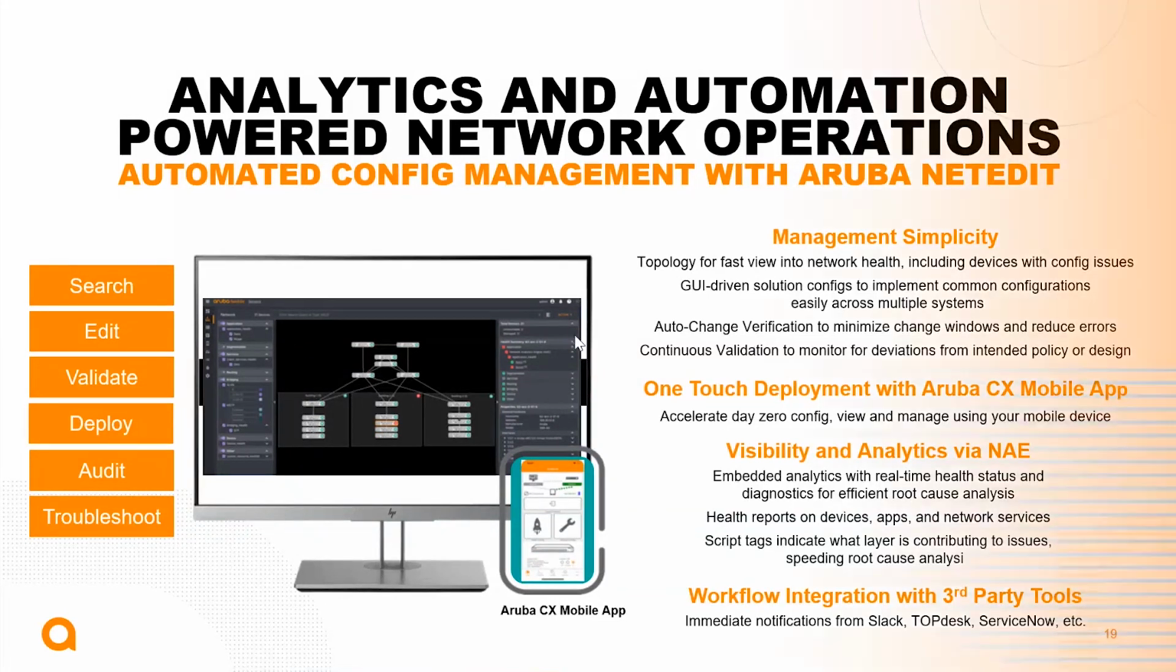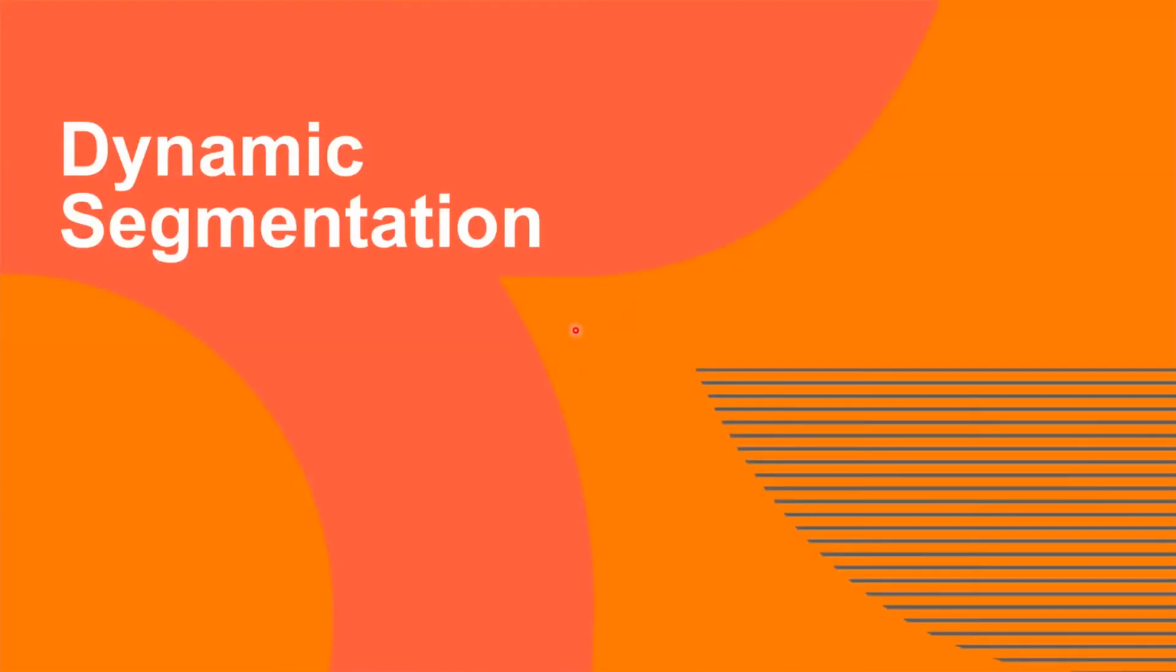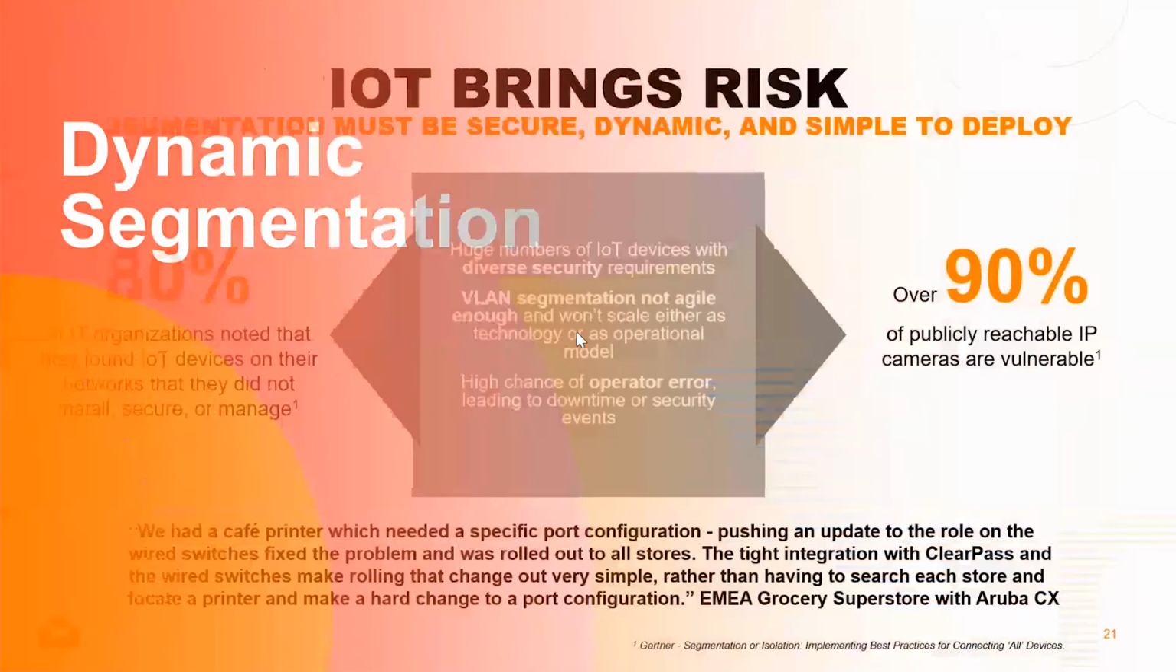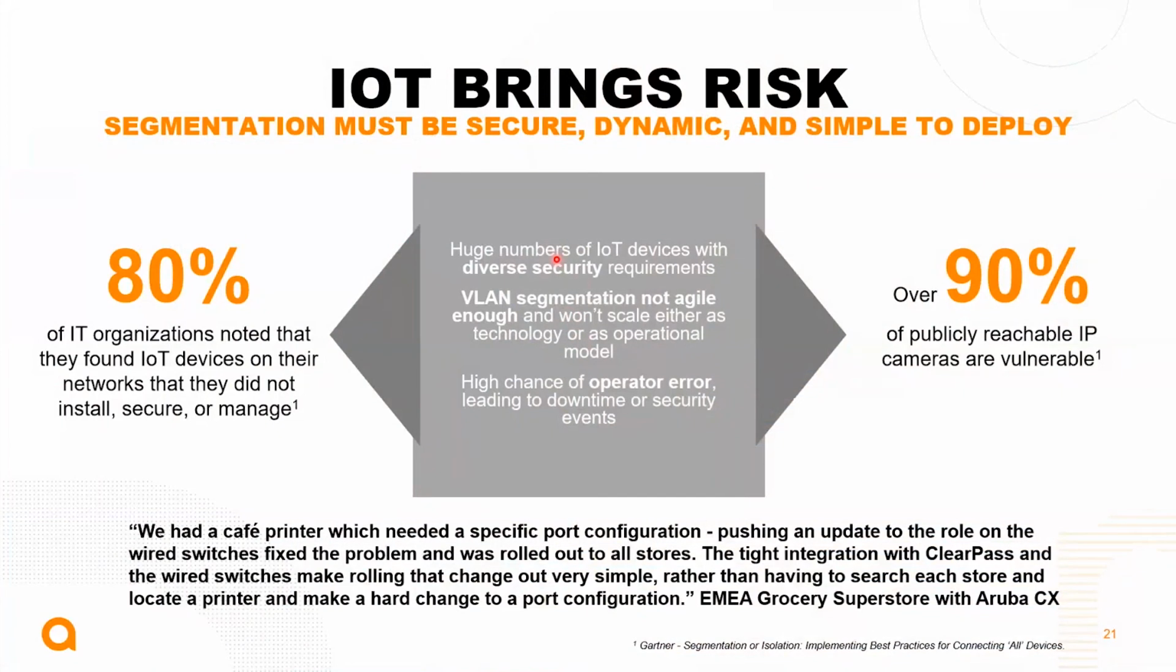For this one, we'll be moving on to dynamic segmentation. So what is dynamic segmentation? The reason we're doing this is that IoT is a use case driving the need for more and more segmentation. Nowadays, 80% of IT organizations, according to Gartner, noted that they found IoT devices on their networks that they did not install, secure or manage. Or probably the person has just forgotten every device that he installed in the network. Or there are other people bringing devices into the network.